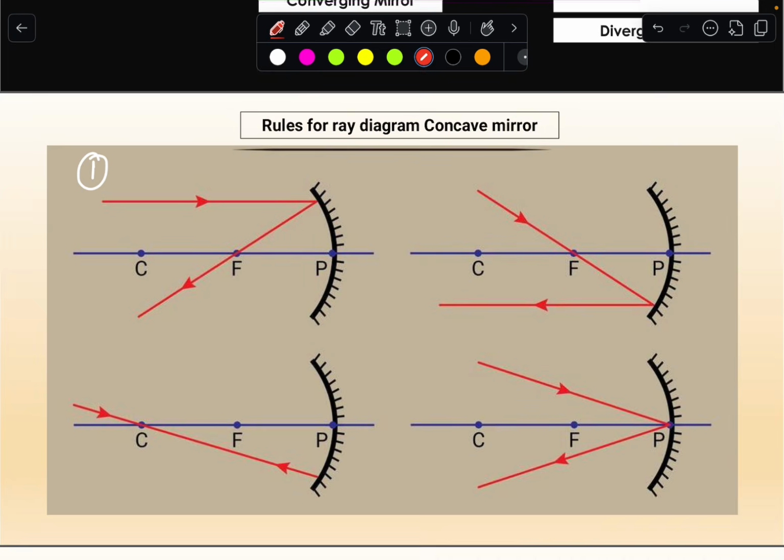Rule number 1: whenever a ray of light comes parallel to the principal axis, it is going to pass through the focus. And rule number 2: whenever a ray of light comes through the focus, it will become parallel to the principal axis. Rule number 1, parallel to the principal axis, it passes through the focus. Rule number 2, it is coming through the focus, after reflection it becomes parallel to the principal axis.